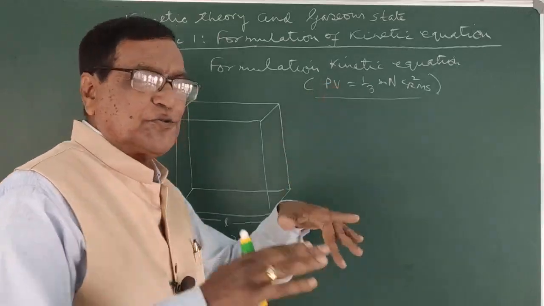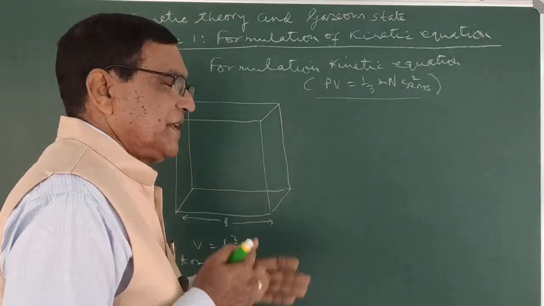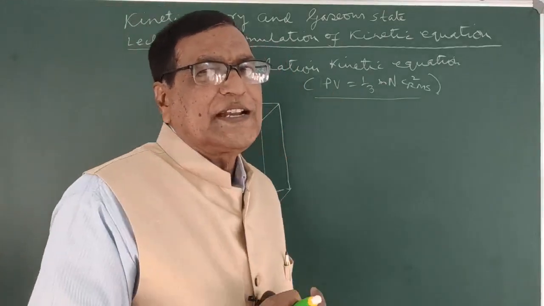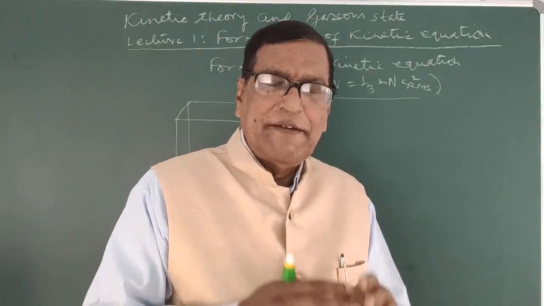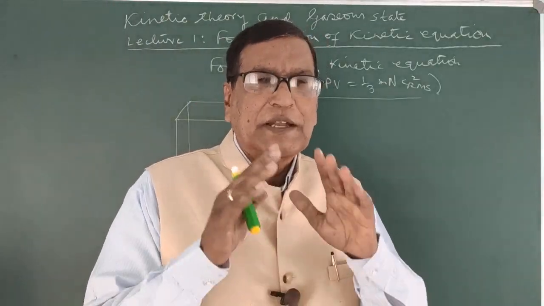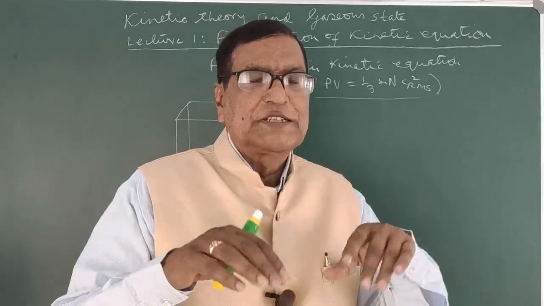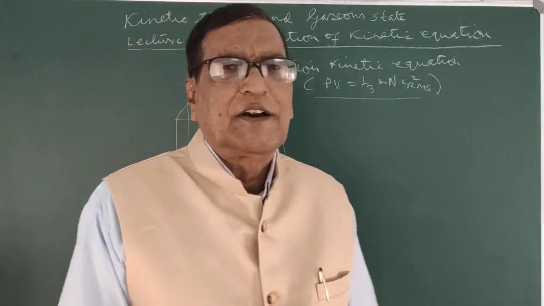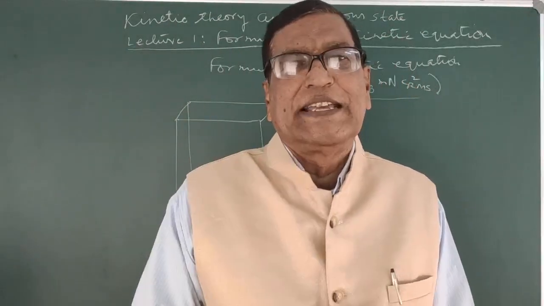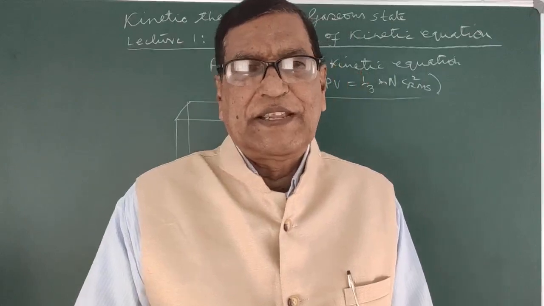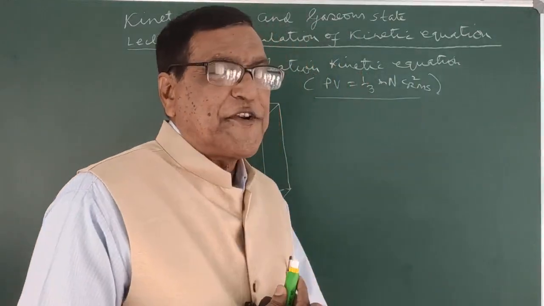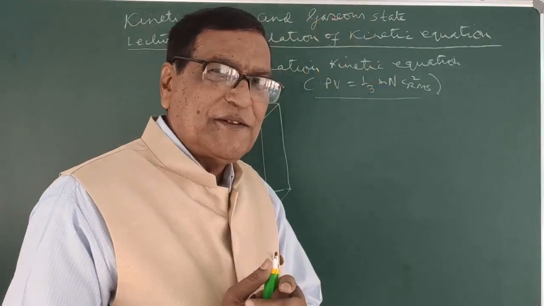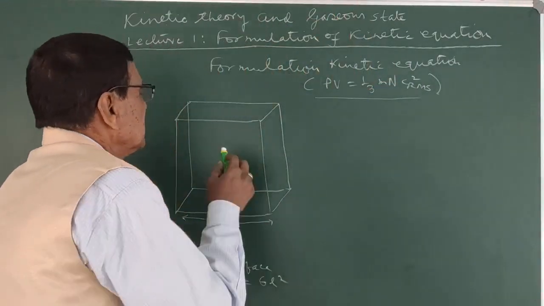Now we would like to derive the equation P V equal to 1/3 m N C square. Very popular kind of equation, and this is the mathematical form of this kinetic theory. Every theory must have a mathematical form. With this mathematical form, we can explain the other properties of this gas quantitatively. So this equation is very important. How could we formulate this equation? Very simple.